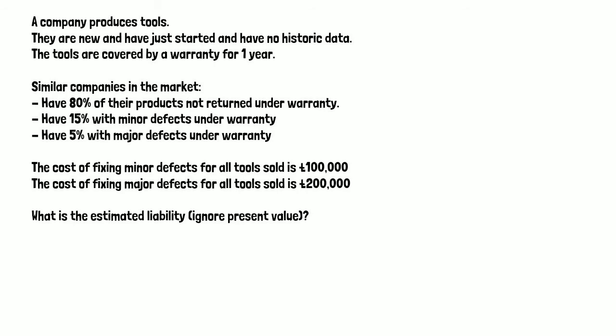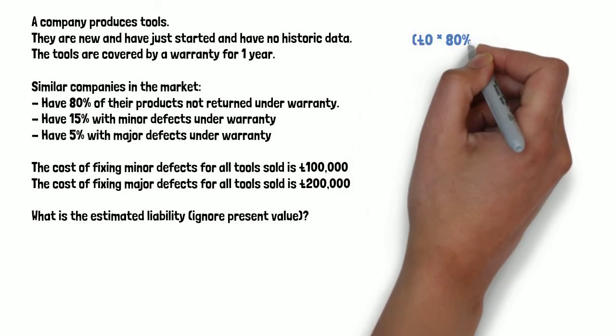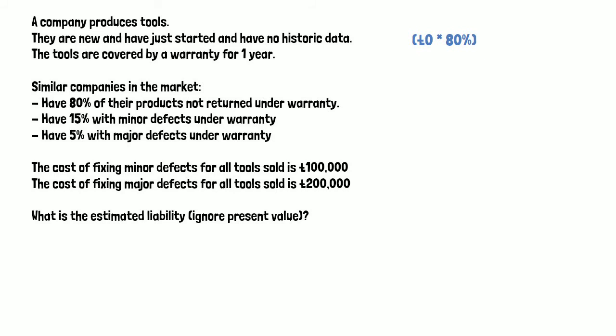So, what is the estimated liability provision, ignoring present value in this? So let's go through it step by step. 80% of the products are not returned under warranty. That means there's no cost involved in them. So we can estimate that at being £0, zero cost, times 80%, which is 0.